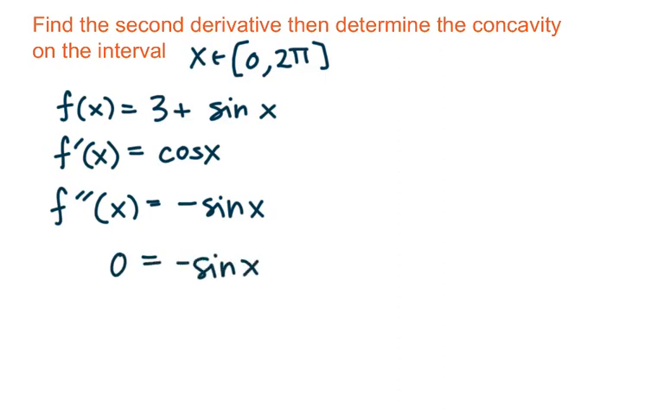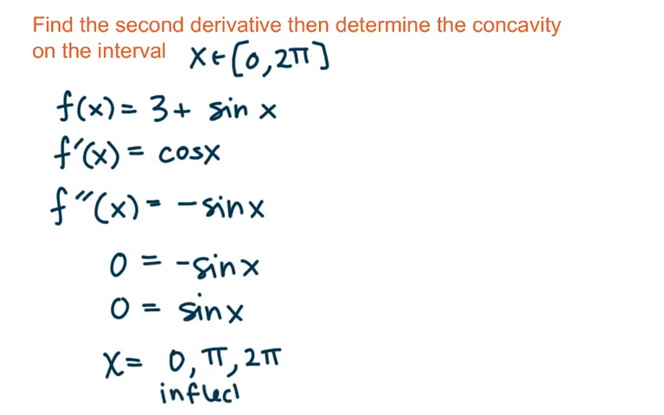So 0 equals negative sine x, that's the same as 0 equals sine x. And if we ask ourselves, where is sine equal to 0 on our unit circle between 0 and 2 pi? We're saying, where is our y value equal to 0? And that y value is equal to 0 at 0, pi, and 2 pi. So these represent inflection values.